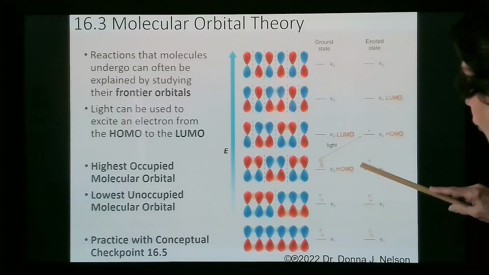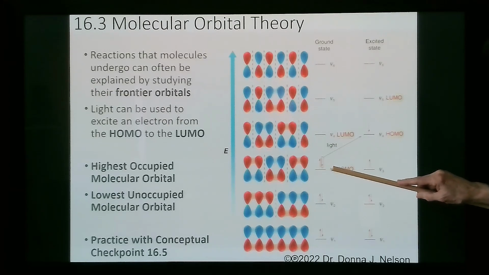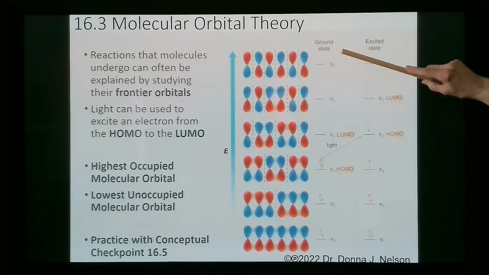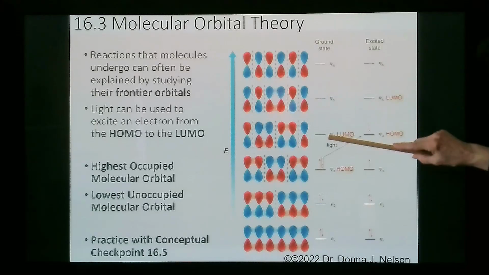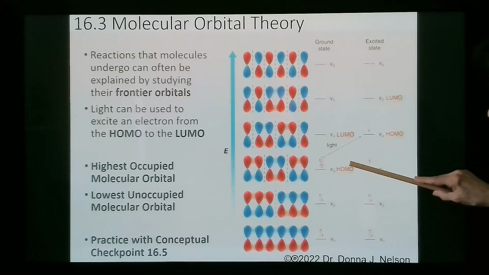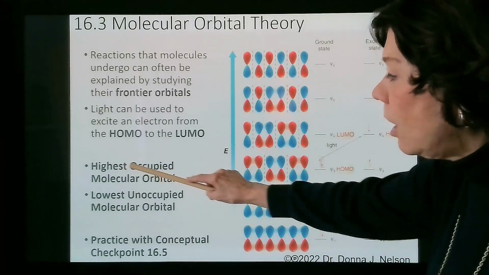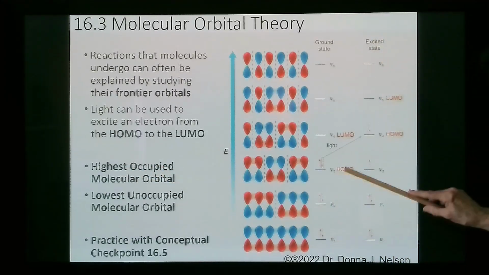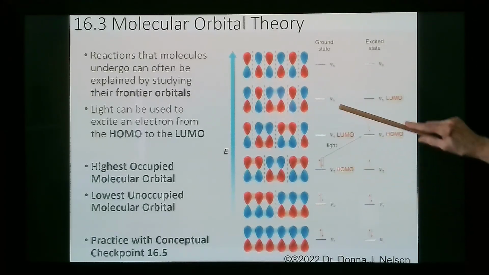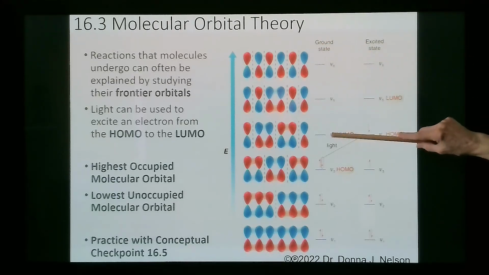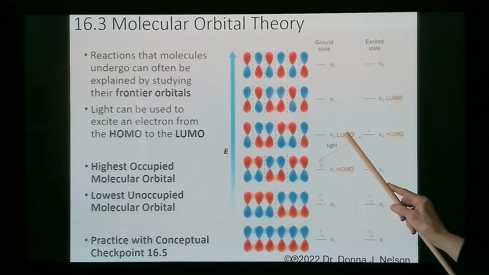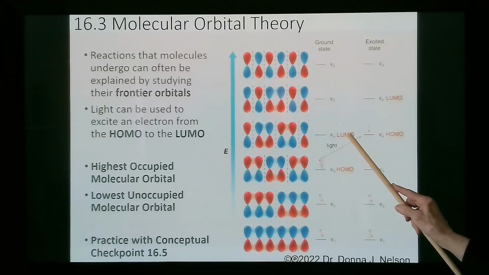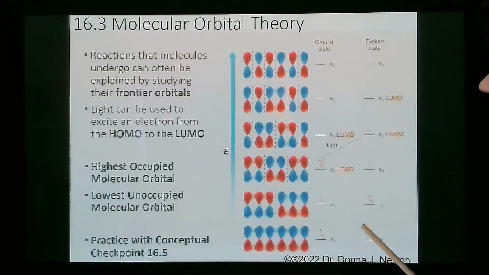So, as I was mentioning, here is another demonstration of it. This is the ground state. Here you can see the highest occupied molecular orbital, HOMO. These are the occupied molecular orbitals. This is the highest energy occupied molecular orbital. These are the unoccupied molecular orbitals. This is the lowest energy unoccupied molecular orbital. These are often abbreviated HOMO and LUMO.